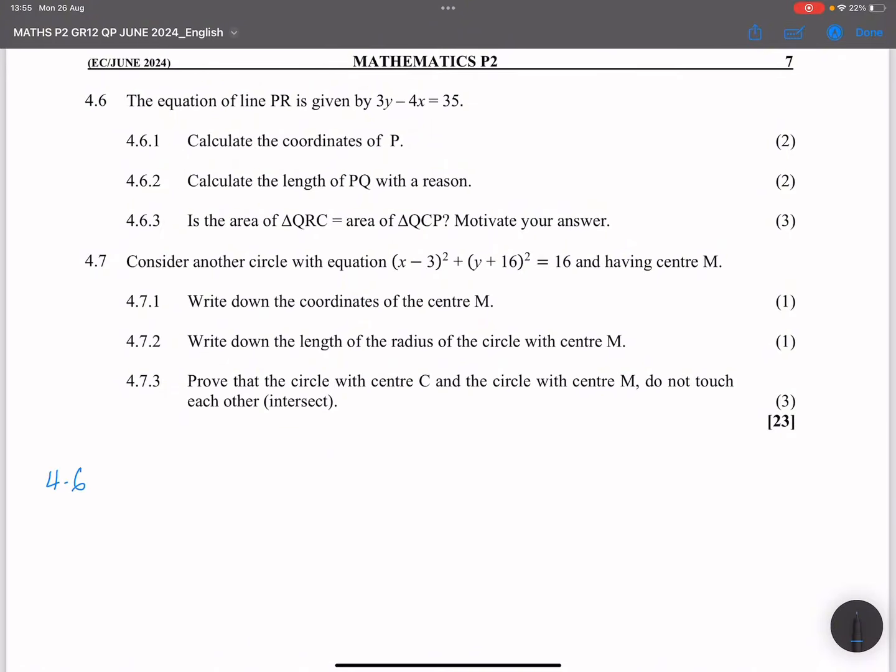They say calculate the coordinates of P. So let's do this first, ladies and gents. Let's rewrite that in the standard form. So this is going to be 3y is equal to 4x plus 35. And if I divide everything by 3, that means y is equal to 4 over 3x plus 35 over 3. So that is my equation for the line PR.